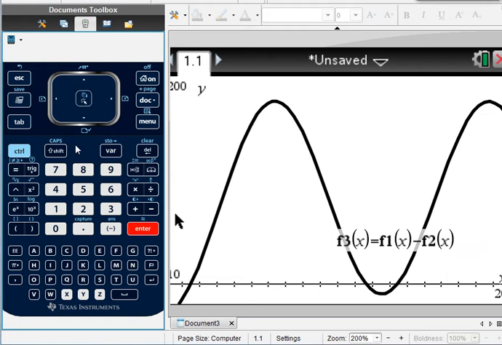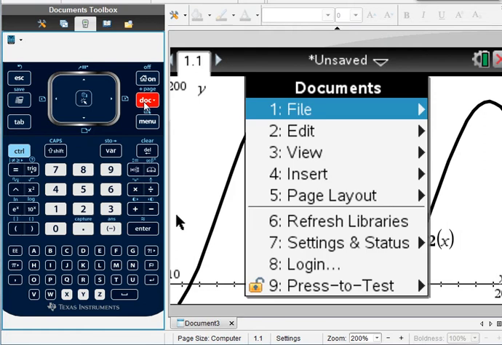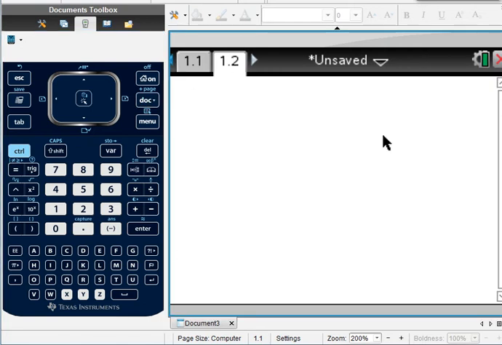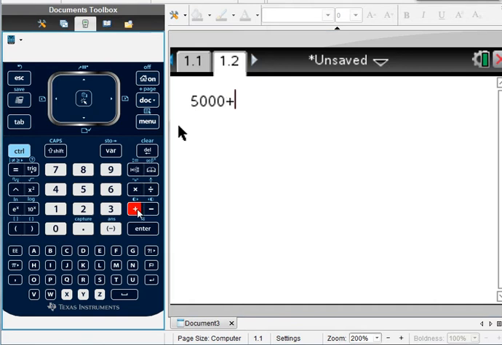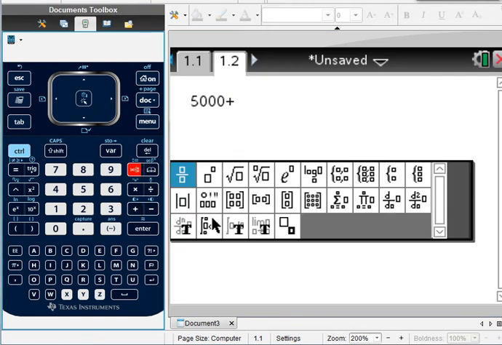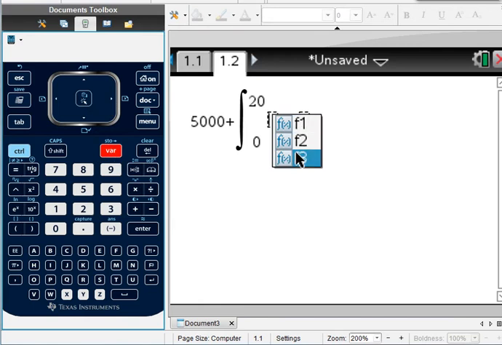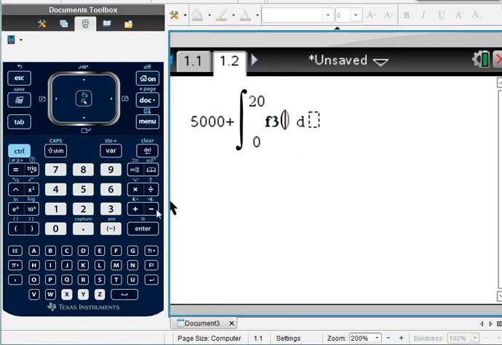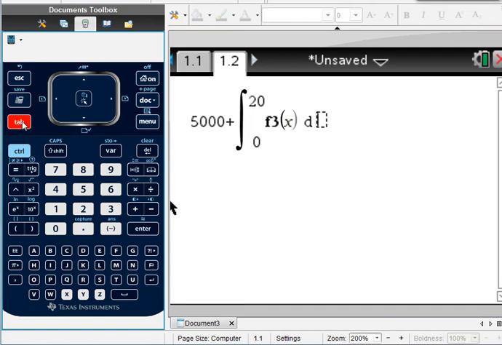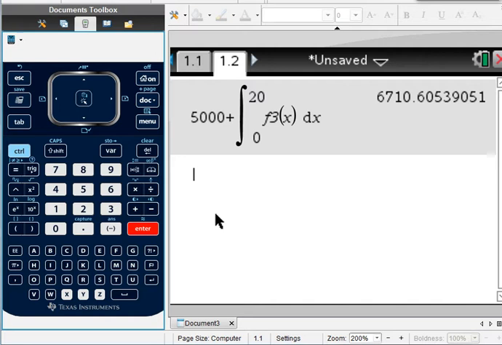And now I can insert calculator. And this was 5,000 plus definite integral from 0 to 20. This was F3, or you can do F1 minus F2, but this is a little less to type in. And you can see we get the same answer, 6,710.605.